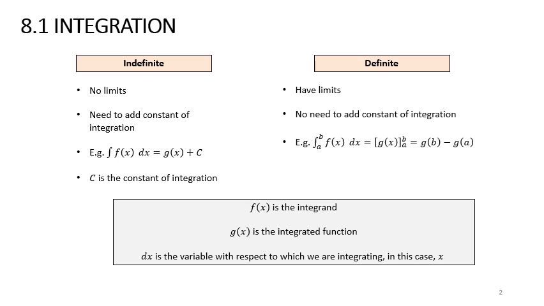So just to recap, f of x is the integrand, the one that you are integrating. g of x is the integrated function, and the dx here is the variable with respect to which we are integrating. So in this case, if you are integrating the function with respect to x, you put dx. You may use different variables, u or y and so on later in this course, but just pay attention to which variable you are integrating your function with respect to.